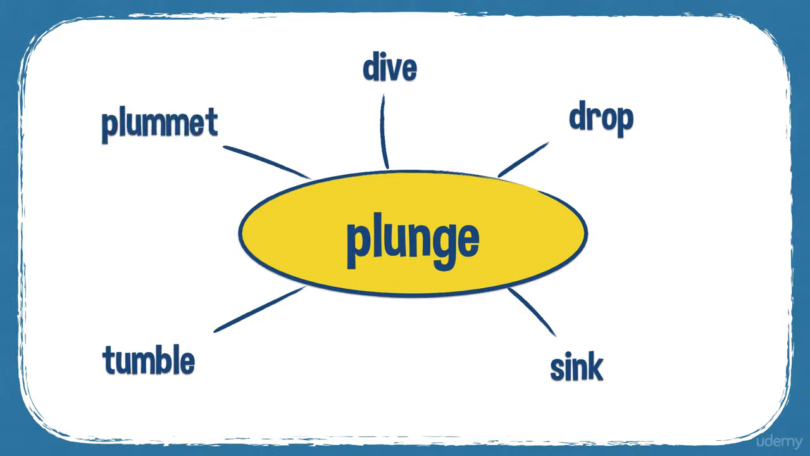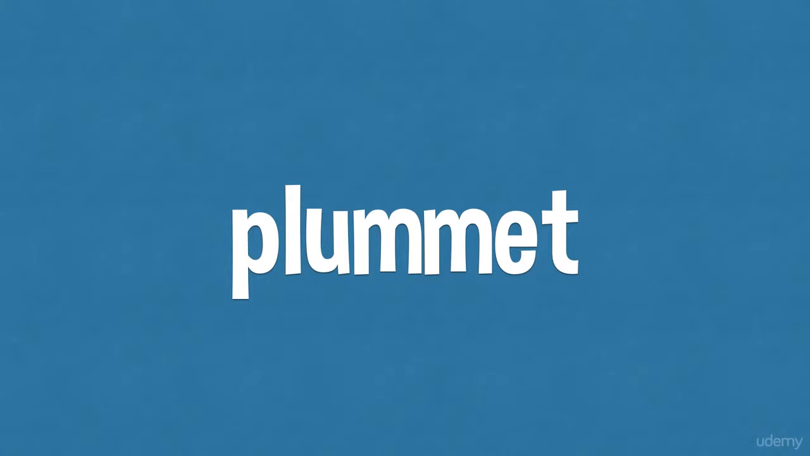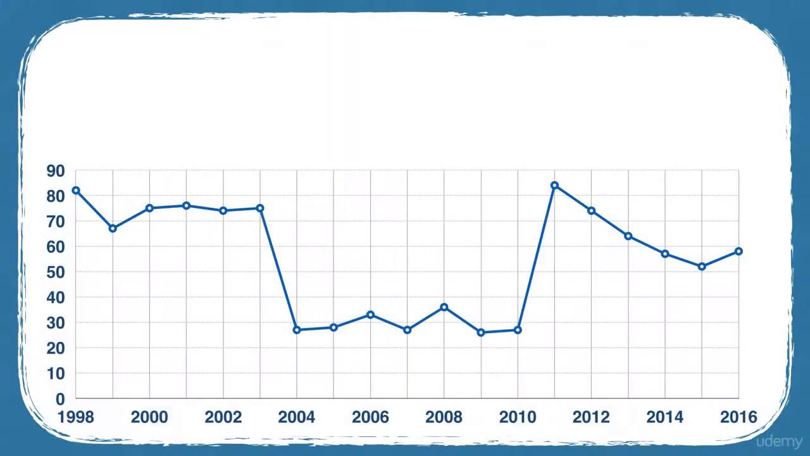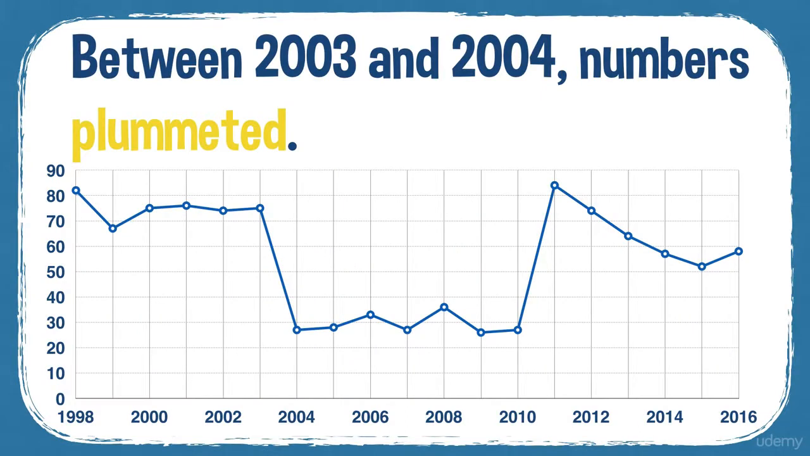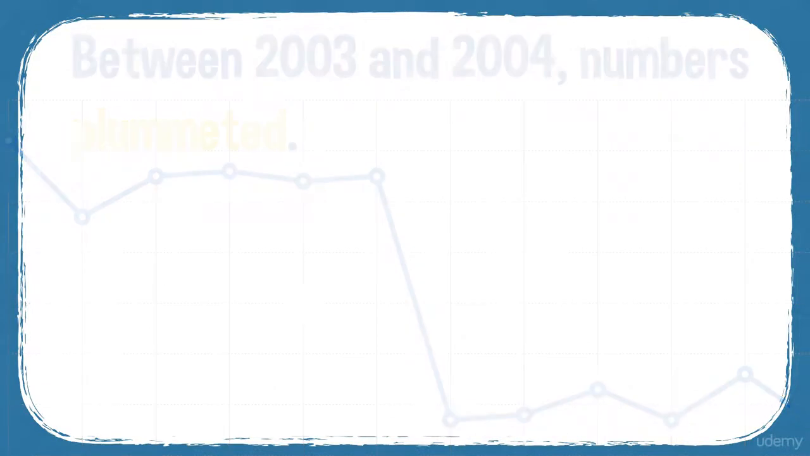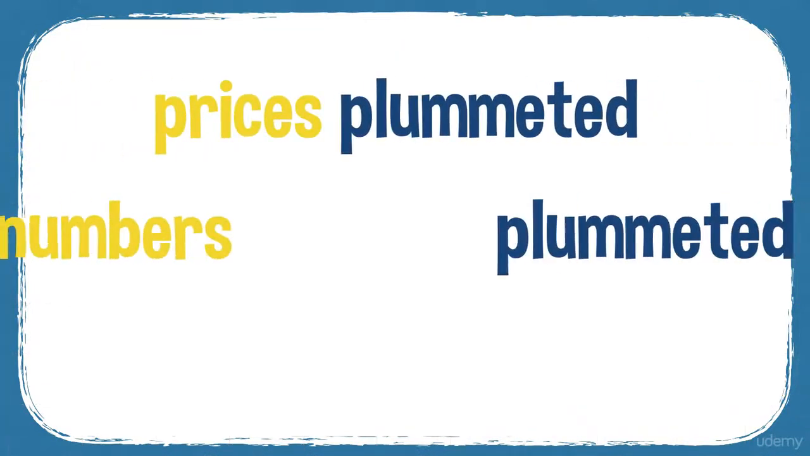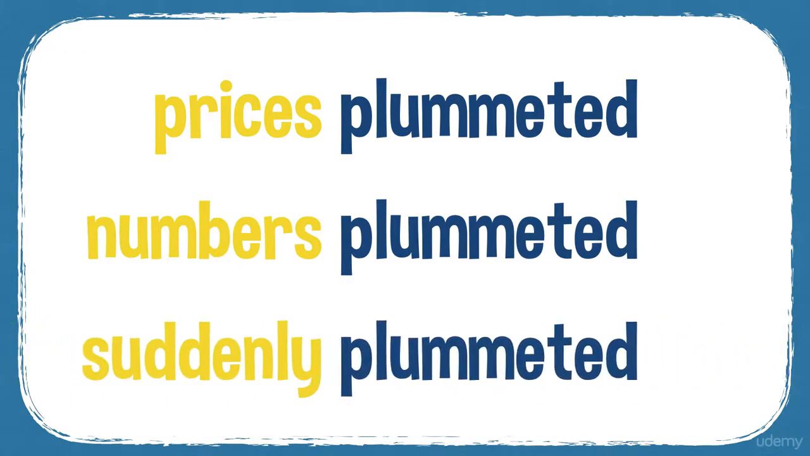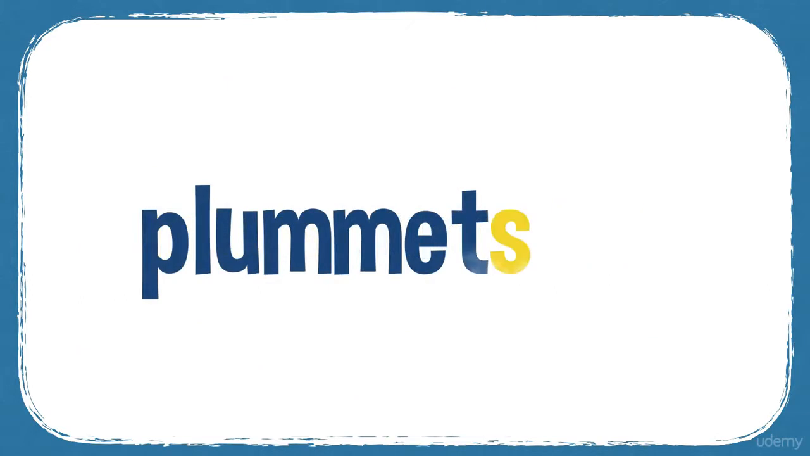And this nice word, plummet. Plummet is even faster and more dramatic than plunge. So if you jump out of an aeroplane with no parachute, you will plummet to your death very fast, I'm afraid. Share prices, for example, plummeted during the Wall Street crash of 1929. It's kind of the opposite of rocket. So between 2003 and 2004, numbers plummeted. Some common collocations with plummet: prices plummeted, numbers plummeted, suddenly plummeted, numbers suddenly plummeted. So the verb forms: plummets, plummeting, plummeted.